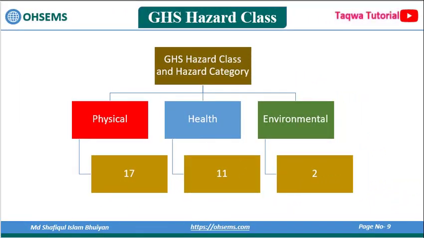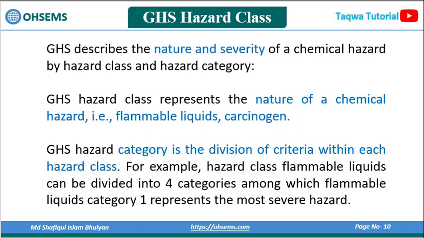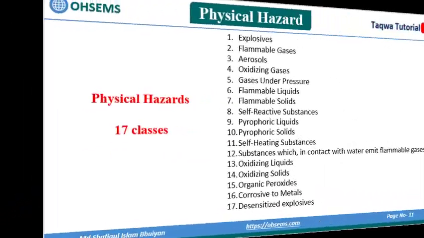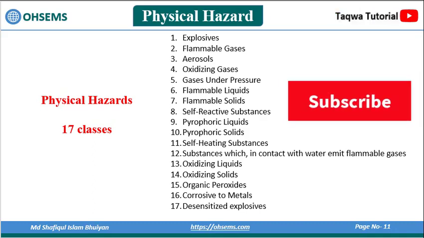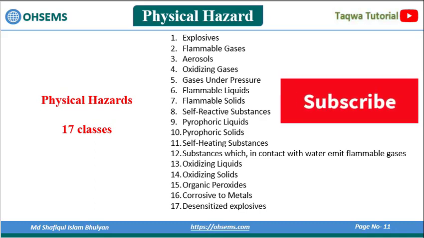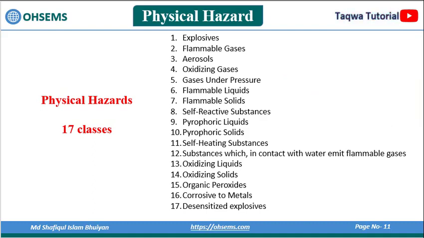GHS hazard classes and hazard categories: physical 17, health 11, and environmental 2. Physical hazards, 17 classes: explosives, flammable gases, aerosols, oxidizing gases, gases under pressure, flammable liquids, flammable solids, self-reactive substances, pyrophoric liquids, pyrophoric solids, self-heating substances, substances which in contact with water emit flammable gases, oxidizing liquids, oxidizing solids, organic peroxides, corrosive to metals, desensitized explosives.